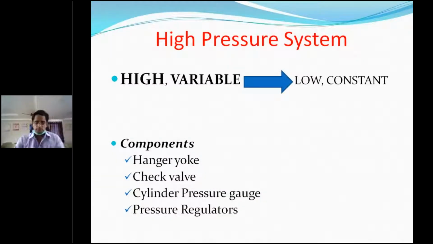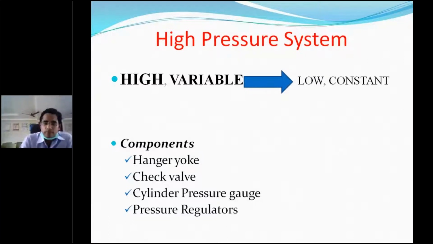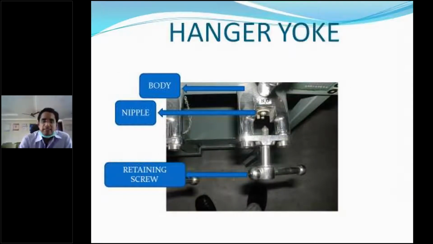So, the high pressure system. What are its components? One is the hanger yoke, then the check valve, cylinder pressure gauge, and pressure regulators. Now I'll be discussing these things. When you see the anesthesia machine or workstation, this is the body, which is mounted to the machine, and this is the nipple. This is the retaining screw, and this is the swivel gate. These are the components of the hanger yoke.